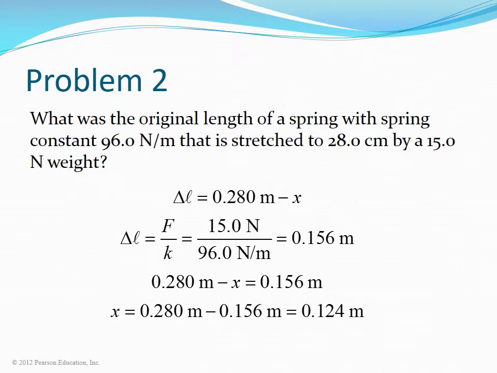The total length of the spring when stretched is 28 centimeters. We are interested in the length of the stretch, delta L, but do not know the unstretched length that we call X. Using the known applied force of 15 newtons and a spring constant of 96.0 newtons per meter, the change in the length is 0.156 meters. If the stretched length is 0.280 meters, the unstretched length is 0.280 meters minus 0.156 meters, or 12.4 centimeters.